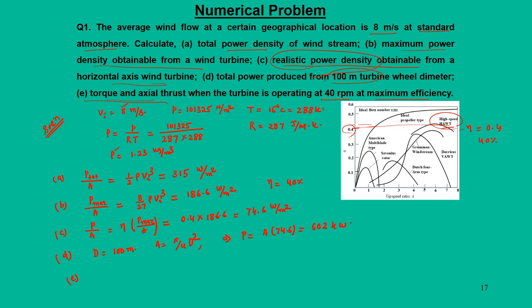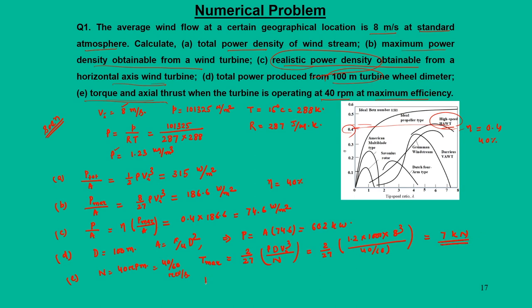And the next term is the torque and axial thrust at an operating speed of 40 rpm. So, N is 40 rpm. Then we can find the expression for T max. The T max expression goes like this: 2 by 27 rho D Vi cube divided by N. So, rho is given, D is given, N is 40 rpm, that is 40 by 60 revolutions per second. So, this number becomes 2 by 27 into 1.2 into 100 into 8 cube divided by 40 by 60. So, T max is close to 7 kilo Newton.